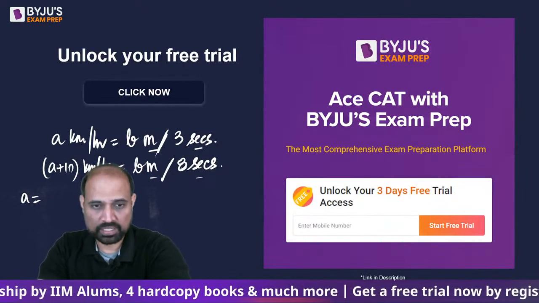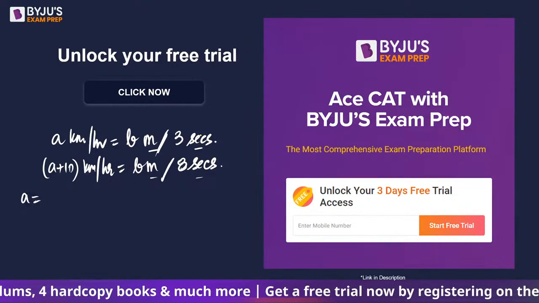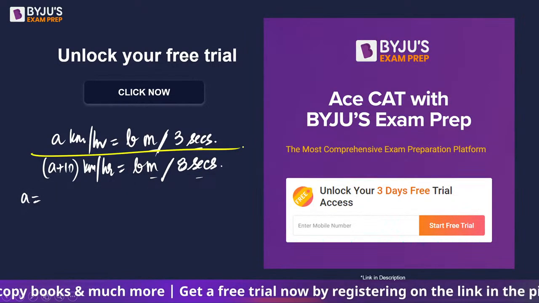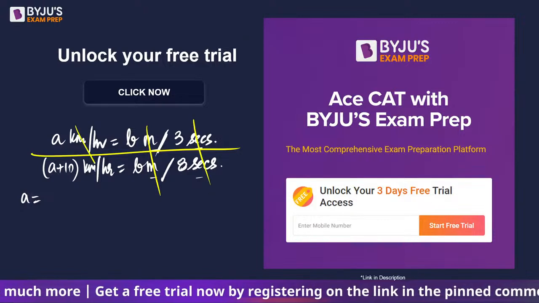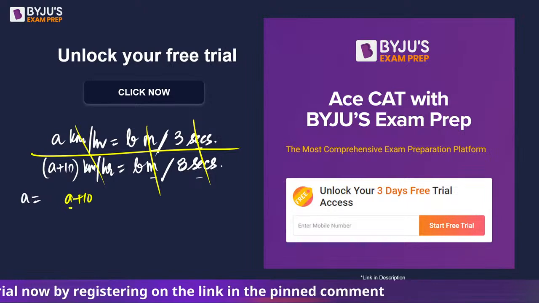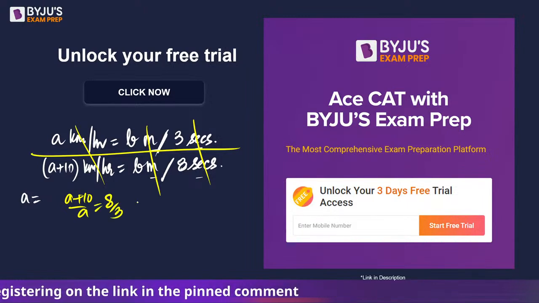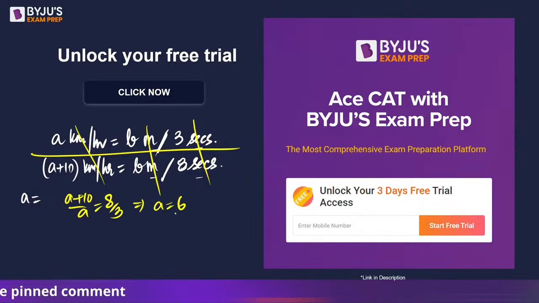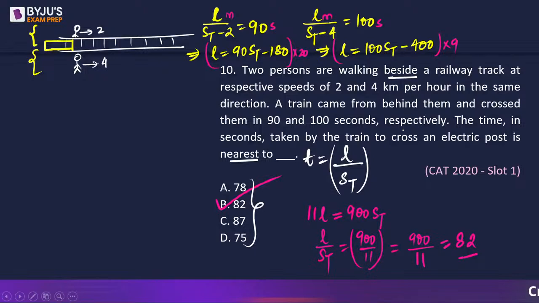Okay, I'll have to hide myself. I don't think this will be visible. I don't have to, because if I divide it, all the units are gone. So what do I have to do? I'll get a plus 10 upon a is equal to 8 by 3. Right? This will give me a is equal to 6. Why should I convert?